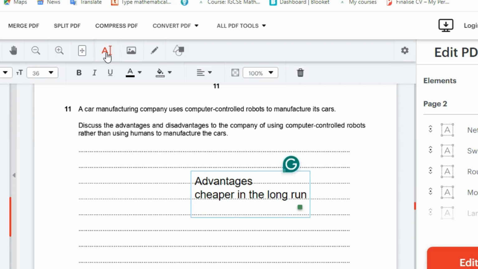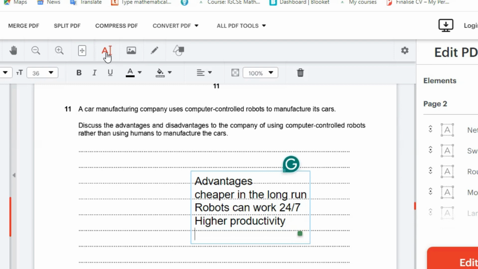Robots can work 24/7. They don't get tired. Robots can work 24 hours per 7 days. That's what we mean by 24/7. They can continue to work. 3, we have higher productivity.